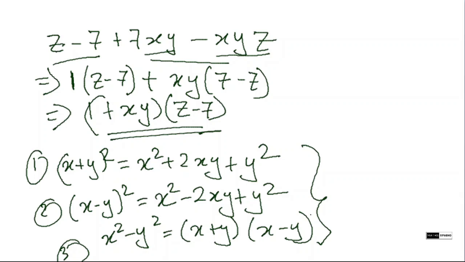Okay. So now another question must be coming to your mind: how do we understand whether we are going to use this identity or not? So let us take a very short example first. x square plus 8x plus 16. In this case what do we see? First look at x square. It's a perfect square.